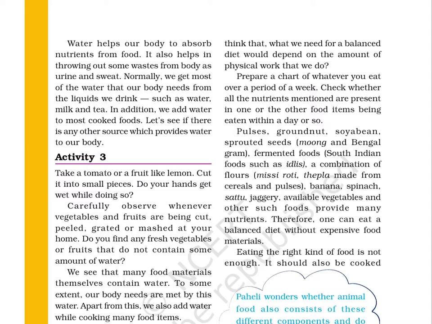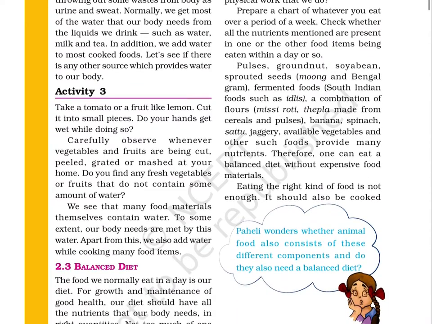Pulses, groundnut, soya bean, sprouted seeds, moong and Bengal gram, fermented foods, South Indian foods such as idlis, a combination of flours, missi roti, thepla made from cereals and pulses, banana, spinach, sattu, jaggery, available vegetables and other such foods provide many nutrients. Therefore, one can eat a balanced diet without expensive food materials. Eating the right kind of food is not enough. It should also be cooked properly so that its nutrients are not lost.